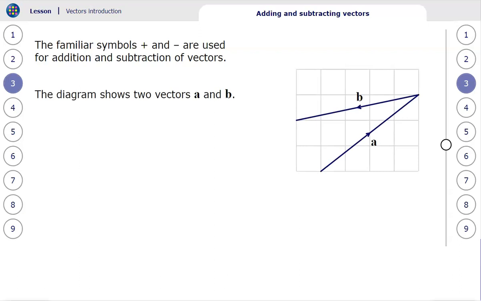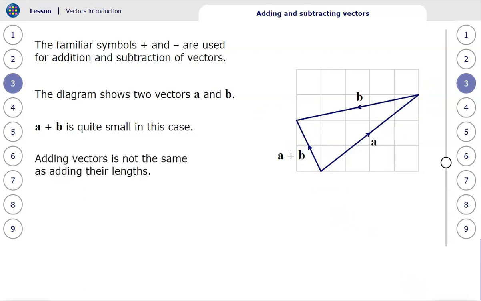The diagram shows two vectors A and B. They're going in opposite directions, so B is going this way, A is going that way. So if we think about this and that, add them together, then we're going to get the vector A plus B. I'm going all the way along A, adding it to B. There is the vector A plus B.